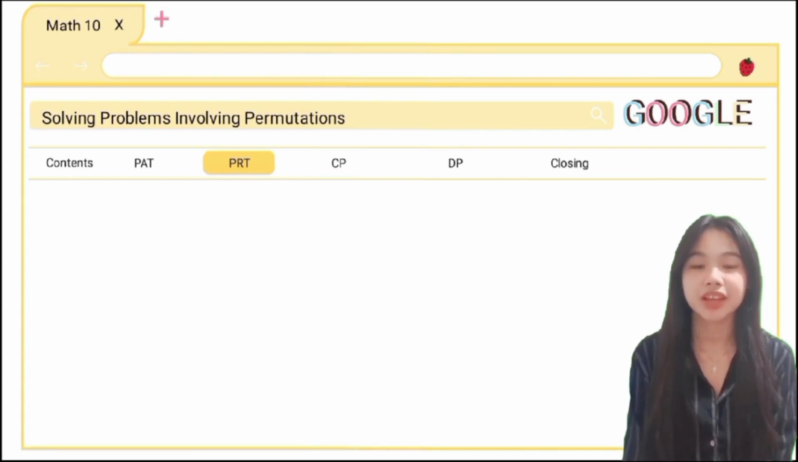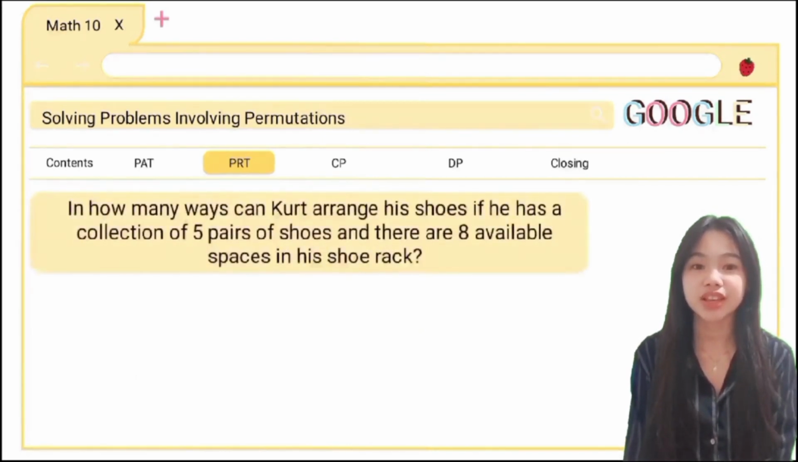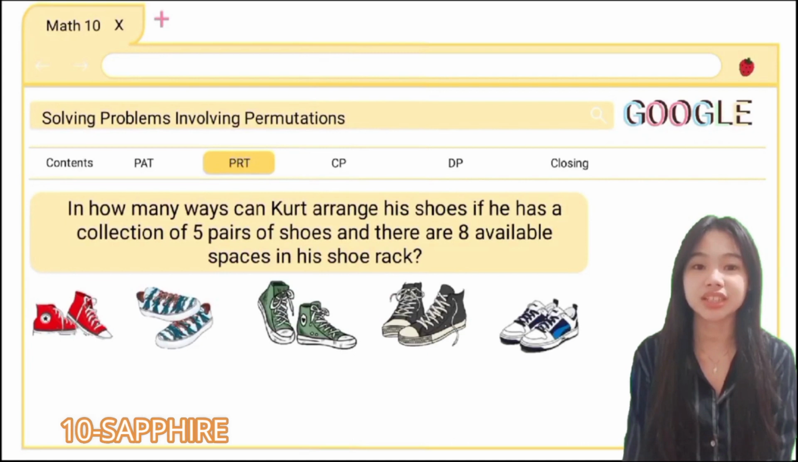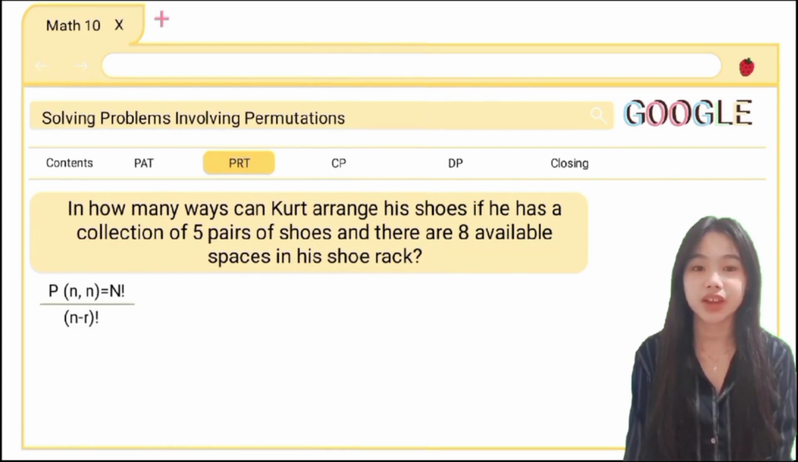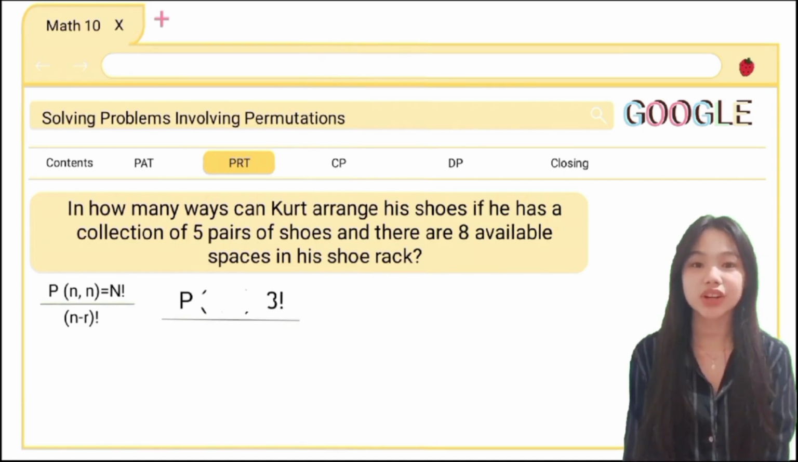I'll give you an example. In how many ways can Kurt arrange his shoes if he has a collection of 6 pairs of shoes and 8 available spaces in his shoe rack? First, illustrate the form with the formula. P quantity n, r is equal to n factorial over the quantity n minus r factorial. Second, substitute the n as the number of objects and r as the number of objects taken. Now, it's 8 factorial over the quantity 8 minus 6 factorial.